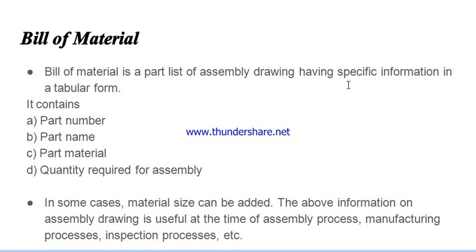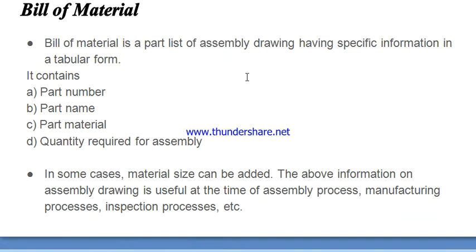The nameplate contains the bill of material. The bill of material is the part list of an assembly drawing having specific information in tabular form. This is the bill of material definition. The bill of material contains part number, part name, part material, and quantity required for assembly. In some cases, material size can be added. The above information on an assembly drawing is useful at the time of the assembly process, manufacturing process, inspection process, etc.